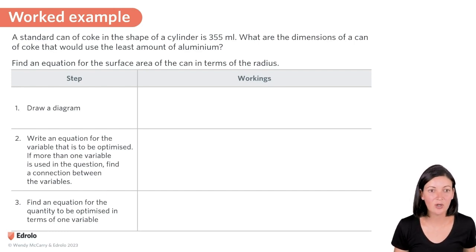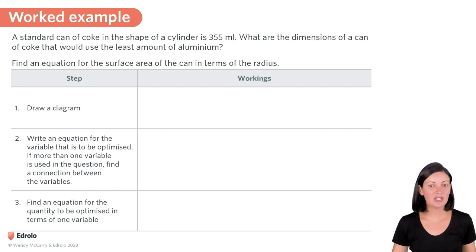A standard can of Coke in the shape of a cylinder is 355 milliliters. What are the dimensions of a can of Coke that would use the least amount of aluminum? First step is to find an equation for the surface area of the can in terms of the radius.